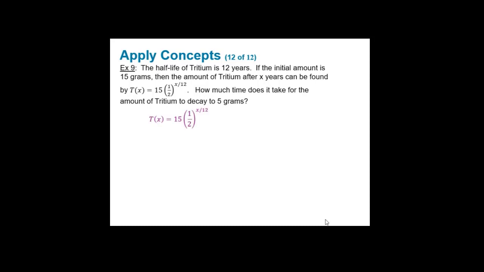So again, I'm going to start with writing my formula down and do a little bit of labeling. So the amount, so this is going to be the amount after X years. And this is going to be time in years. So how much time, so I'm going to be looking for X, does it take for the amount of tritium to decay to 5 grams? So I'm going to replace this with a 5.